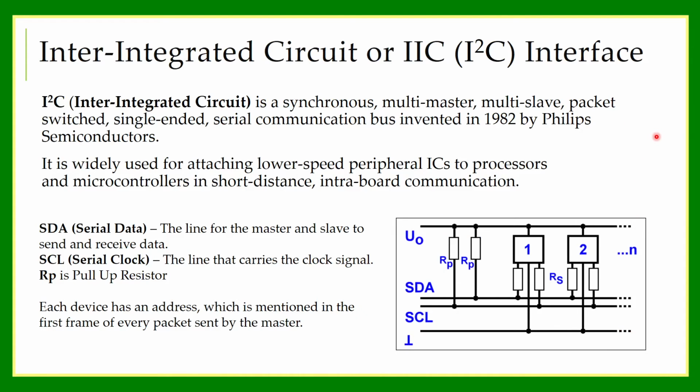Here is how the I2C bus works. It is a synchronous multi-master, multi-slave, packet switched, single-ended serial communication bus. Packet switched means that when data transfer occurs between two devices on the I2C bus, each packet contains the address of the target. So it is widely used for attaching low speed peripheral ICs.